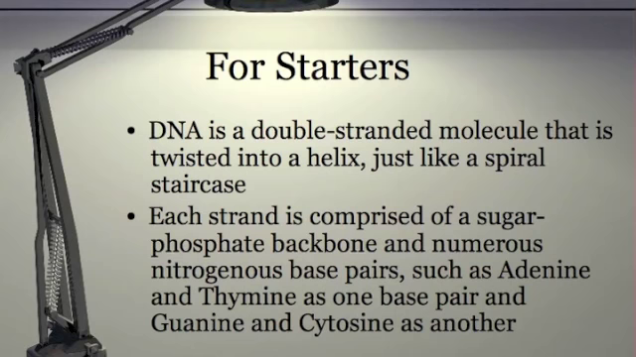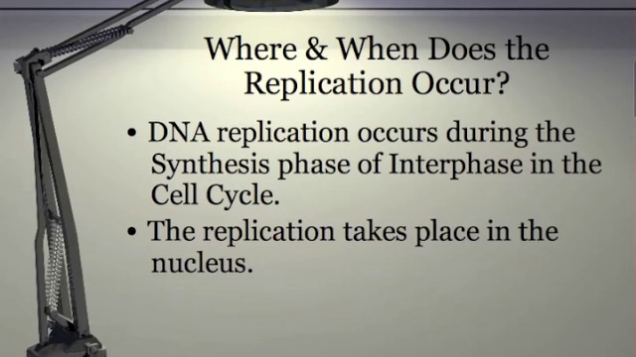For starters, DNA is a double-stranded molecule that is twisted into a helix, just like a spiral staircase. Each strand is comprised of a sugar-phosphate backbone and numerous nitrogenous base pairs, such as adenine and thymine as one base pair, and guanine and cytosine as another.